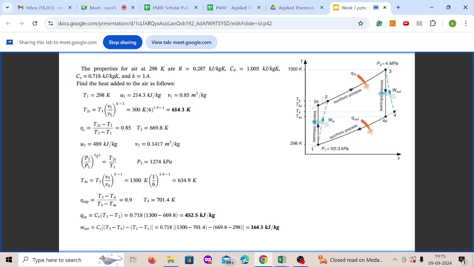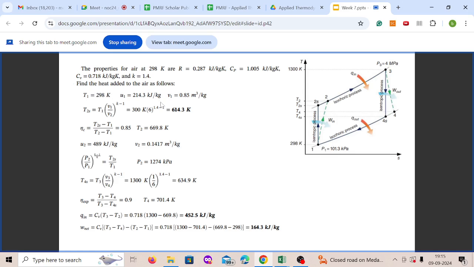So 1 to 2 is a reversible adiabatic process, but now it's not, so the efficiency is given. So it goes from 1 to 2, then a constant volume heat addition, then an isentropic process for the expansion given. So it will follow 3 to 4, and then constant volume heat rejection. So P1 and T1 are given, which is 101.3 kilopascal and 298 Kelvin.